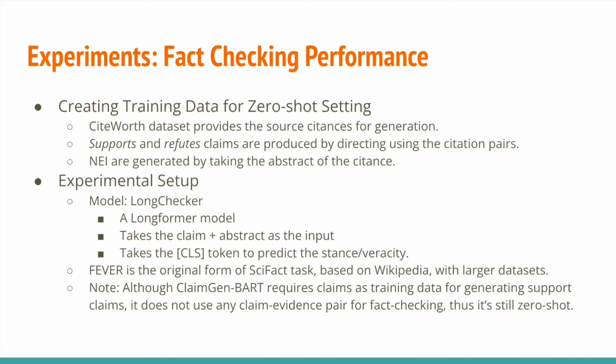And note that although ClaimGen-BART requires claims as the training data for generating support claims, it does not use any claim-evidence pair for fact checking. So therefore, this entire fact checking is still a zero-shot prediction.